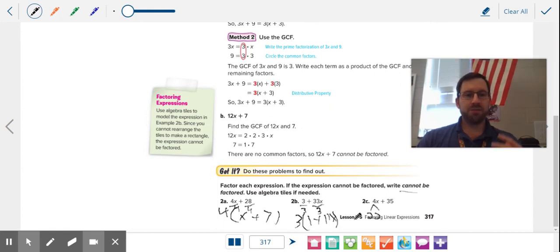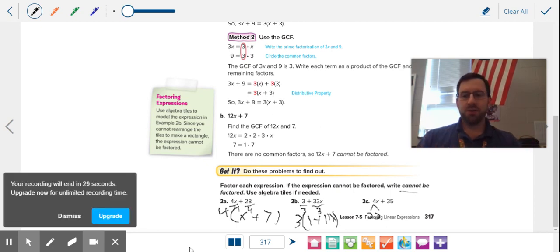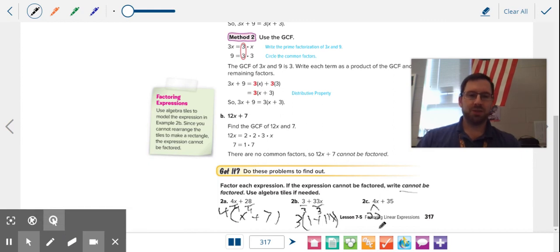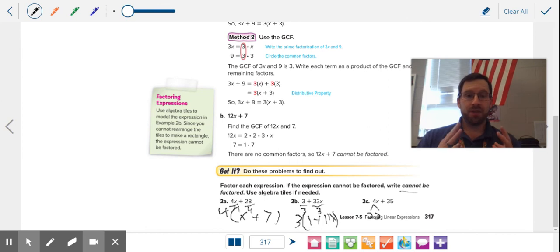So when you have an expression where the two terms don't have anything in common, it can't be factored. Cannot be factored is the answer there. Okay. They're really easy to do because there's nothing to do except look at it and say, oh, can't be factored. Now, these are rare. Doesn't happen very often. So don't just jump to this conclusion. Double check and make sure that this is actually the answer you're looking for.